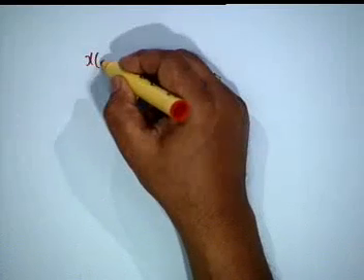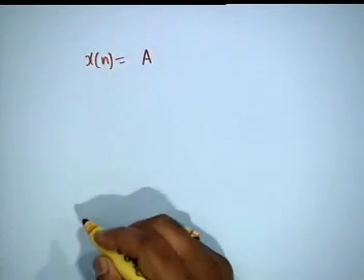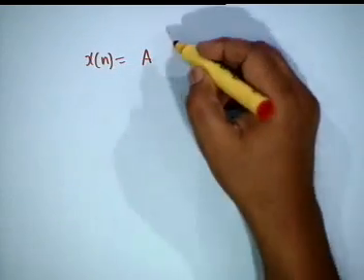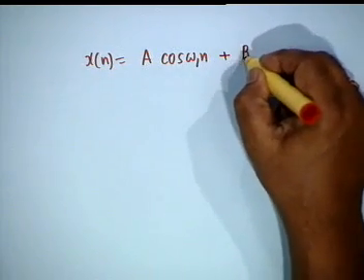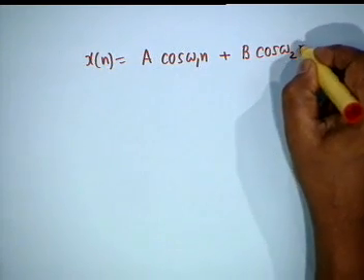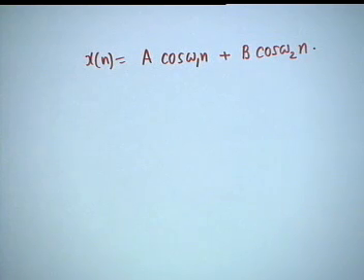To illustrate the concept of filtering, let us take an example. Suppose you have an x of n which contains two sinusoids, a cosine omega 1 n plus b cosine omega 2 n. There are two sinusoids in the signal. The frequencies are omega 1 and omega 2. The signal x of n is not necessarily periodic.